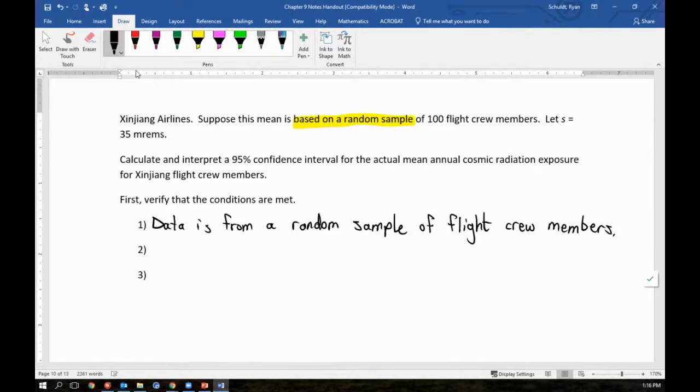Okay, sample size, is our sample size large? Is it greater than 30? Yes. It says we have 100. N equals 100. So sample size is large. And I'm going to put in parentheses 100 is greater than or equal to 30. At least I hope it is.